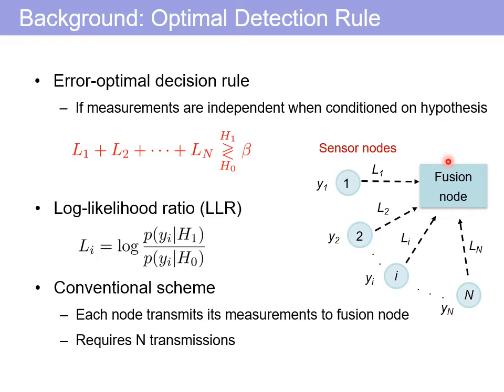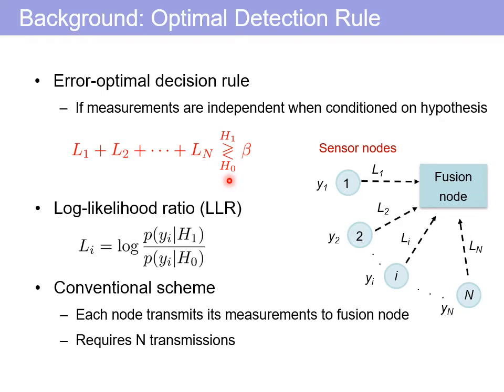That's the problem. And it turns out that the error optimal decision rule in this case is the following: you should take the log likelihood ratios of all the n nodes, add them up, and compare them to a threshold beta. If it's more than this threshold, you declare H1 to be true. If it is less than beta, you declare H0 to be true. So this is also called the Bayesian testing framework.